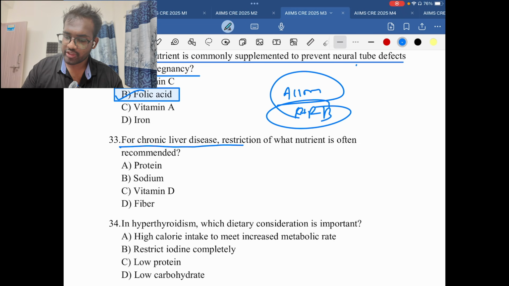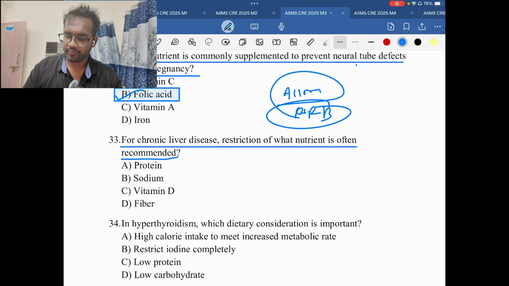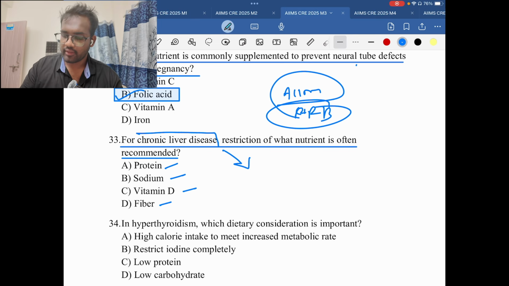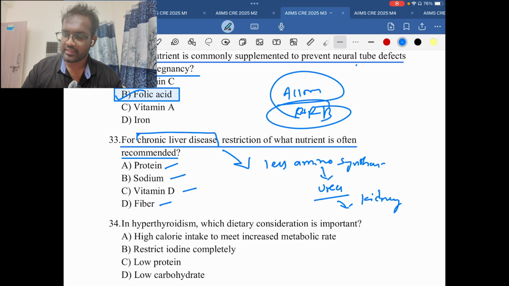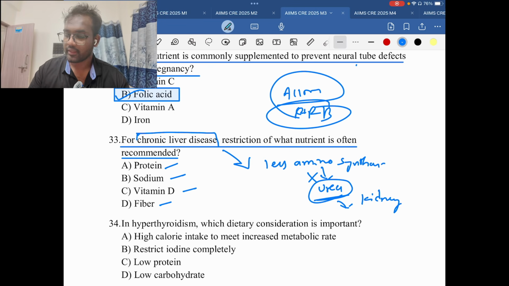Question number 33. For chronic liver disease, restriction of what nutrient is often recommended? Protein, sodium, vitamin D, fiber. So in case of chronic liver disease, ammonia synthesis will be happening. Ammonia is converted into urea and excreted through the kidneys. In chronic liver disease, there is inhibition of ammonia converting into urea, because urea is formed in the liver. If there is any kind of abnormality, usually we'll give less protein.